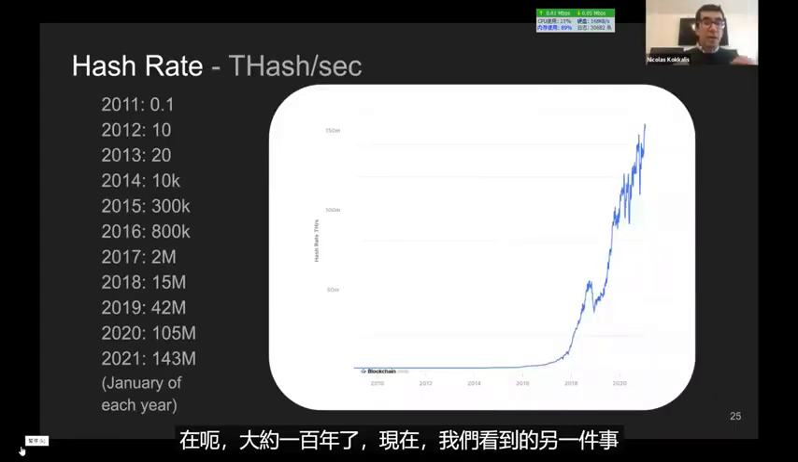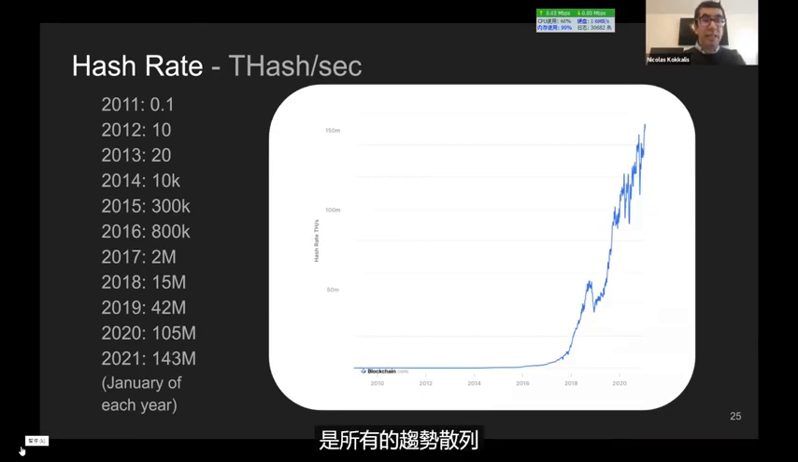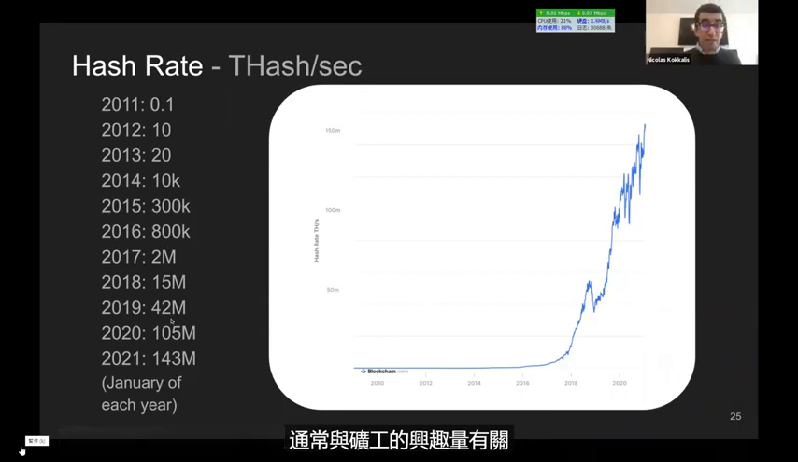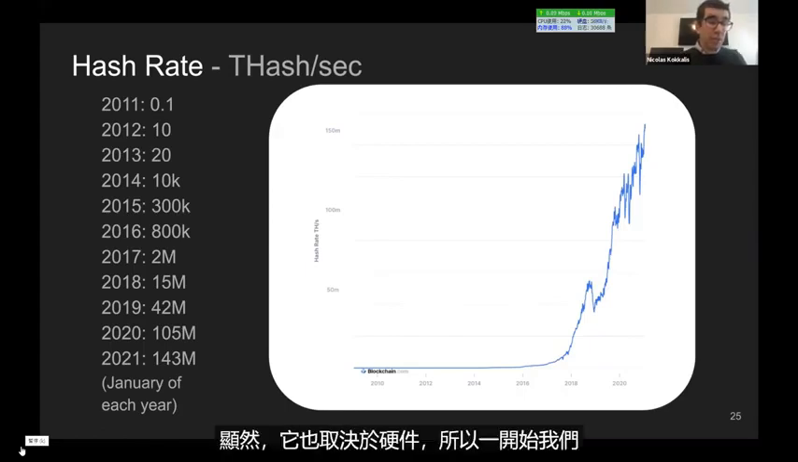Now, the other thing that we looked at is the total hashes that all the miners of Bitcoin are producing every second, and this number keeps increasing. It usually has to do with the amount of interest that miners have to do this, and also it depends on the hardware.